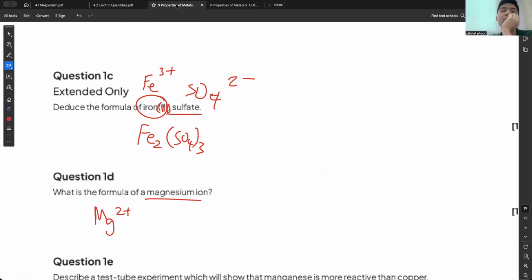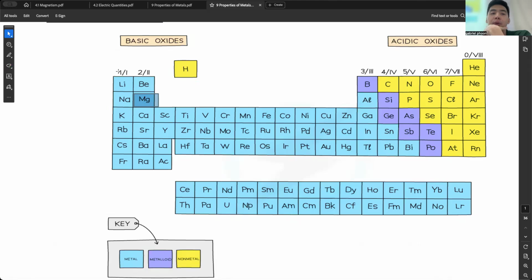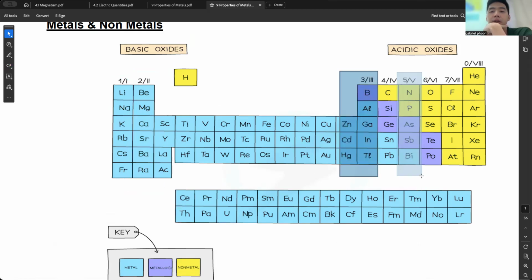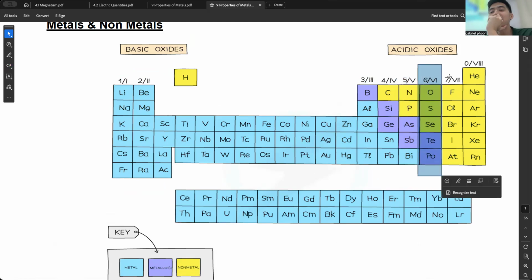You're supposed to refer to the periodic table. The only time you don't refer to the periodic table is if it's a transition metal. Everything else I know for sure, this will be 1, this will be 2, this 3, this 5. 5 positive or negative? Negative 3. No, positive 5. Positive 5. Negative 1. Negative 1. Negative 3. Then this one? Negative 2. Negative 4.